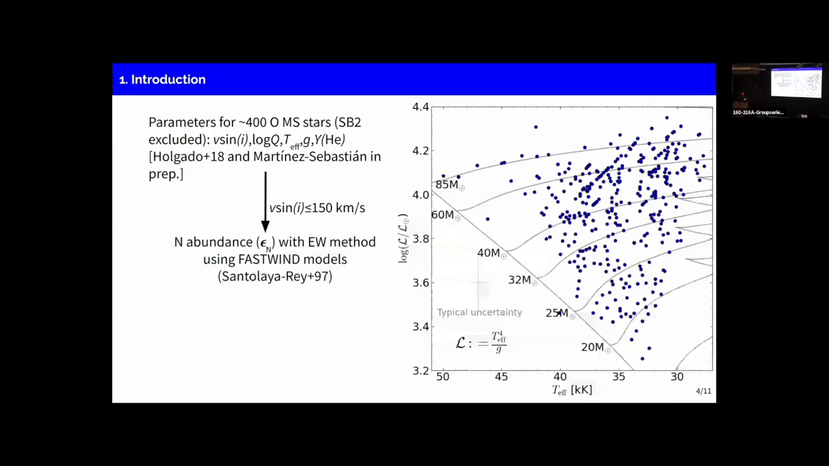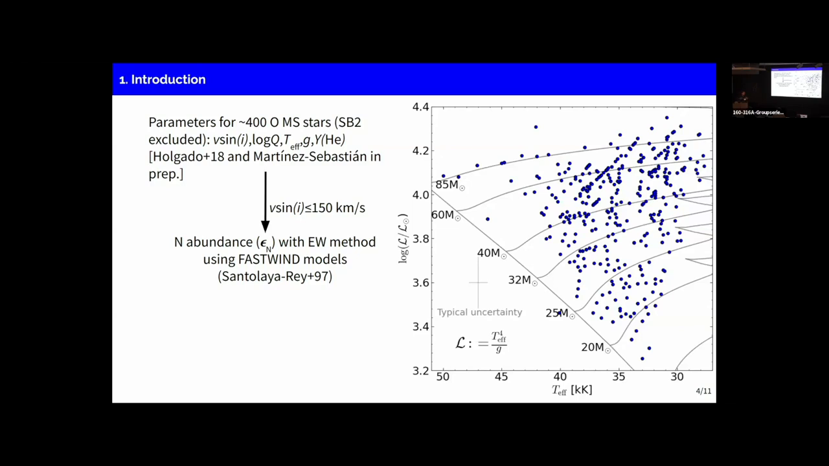Now, what is my work? Well, I'm working with the IACOB sample that contains now about 400 O main sequence stars with parameters, especially projected rotational velocity, gravity, helium abundances, and effective temperature. And from this complete sample, I take a subsample of lower rotational velocities than Nicolai's sample. So it's complementary. It's lower than 150 because I will try to get the nitrogen abundances with the equivalent width method using FASTWIND models.